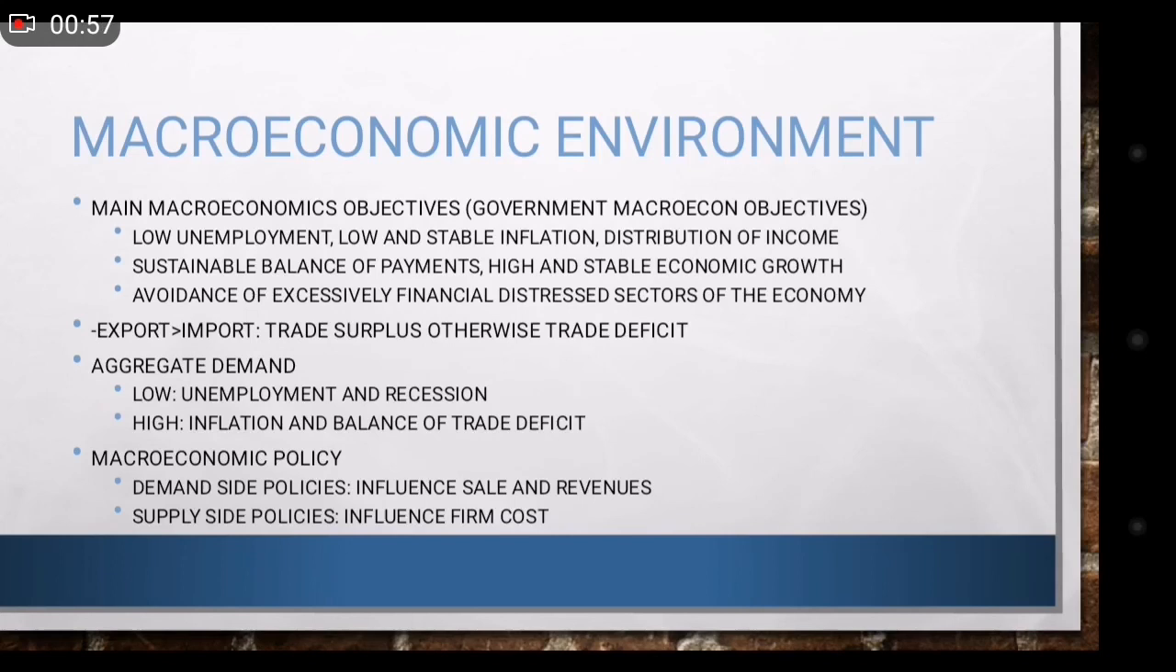The macroeconomic objectives are the government's objectives in order to sustain the economy of the country. So what do the government aim for, or what are their objectives? Their objectives are to have a low unemployment rate, a low and stable inflation, a distribution of income, sustainable balance of payments, high and stable economic growth, and avoidance of excessively financially distressed sectors of the economy, including the government itself.